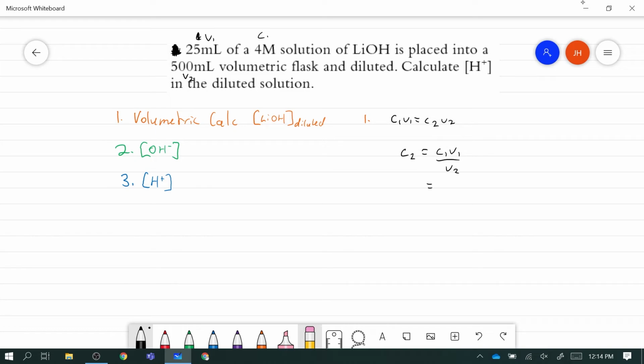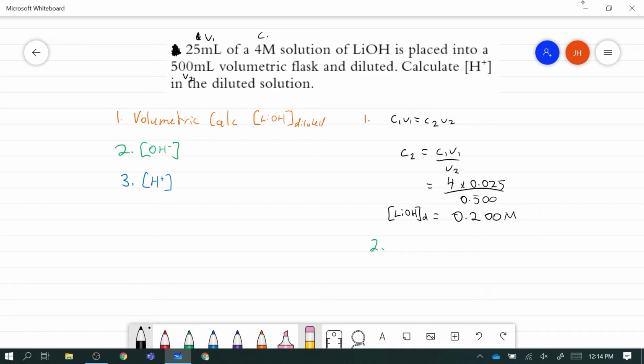And substituting, I've got 4 times 0.025 all over 0.500. That is equal to 0.2 moles per litre. In step number 2, we're going to convert our concentration of lithium hydroxide when diluted to a concentration of hydroxide.